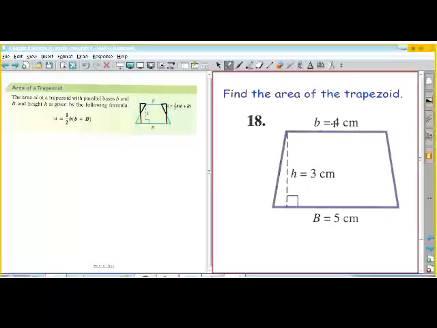So again, we can't find the perimeter of the trapezoid because we don't know what the length of these sides are. But we can calculate the area using the formula. It's 1/2 the height, which is 3 centimeters, times the sum of the other two sides, 4 centimeters plus 5 centimeters.